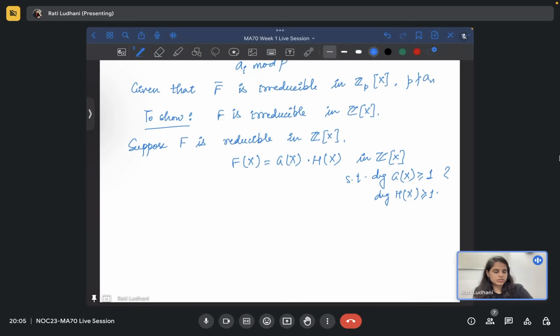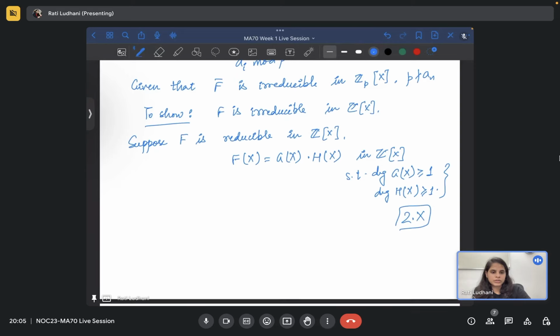What I mean to say, because 2 into x is reducible, and 2 is a constant. So what I mean, there are non-units in Z, right? Because units of Z are just plus minus 1. Okay, so actually I should not say this. It could be 0. Okay, let's see how this goes.